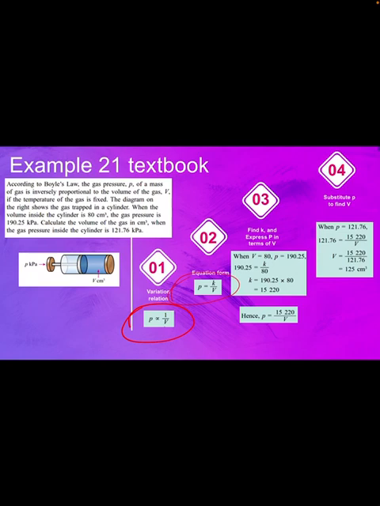So first we need to find P in terms of V. We have to find k first. So k is 15220 over P. Then substitute P to find V. The pressure is 121.76, so you substitute 121.76 for P, and then you just divide 15220 by 121.76. You get 125 centimeter cube for the volume.